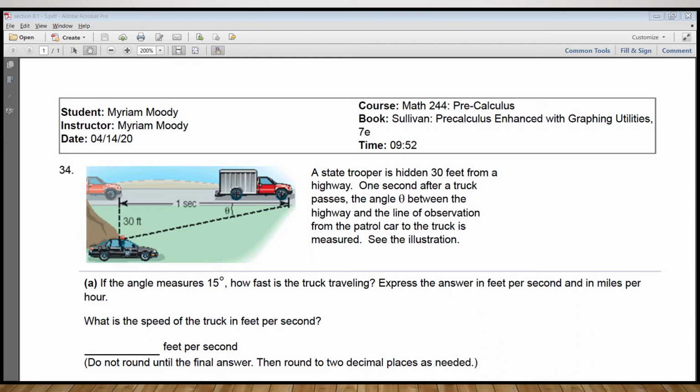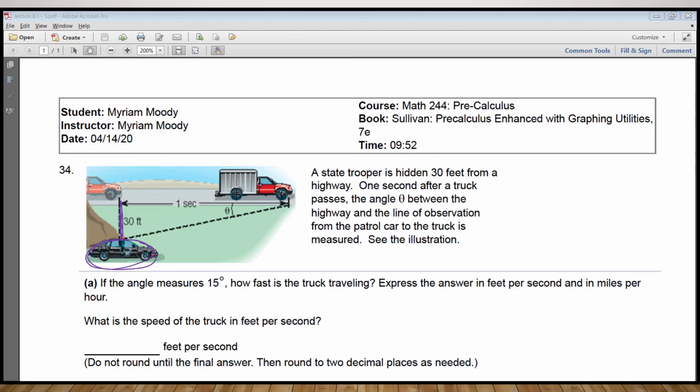Okay, so let's take a look at this problem. This will be our last one we're going to work on. So, let's read the question. A state trooper is hidden 30 feet from a highway. See the drawing? He's trying to catch this guy, trying to see if this guy is speeding or not. So here's our state trooper. He's 30 feet from the highway.